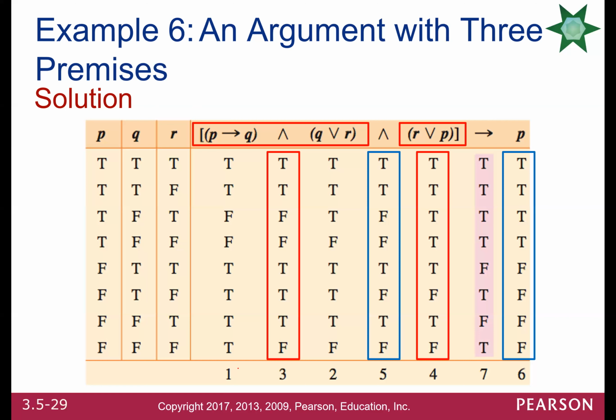All right, now I'm going to move to premise 3, which is going to be column 4. The third premise was R or P.